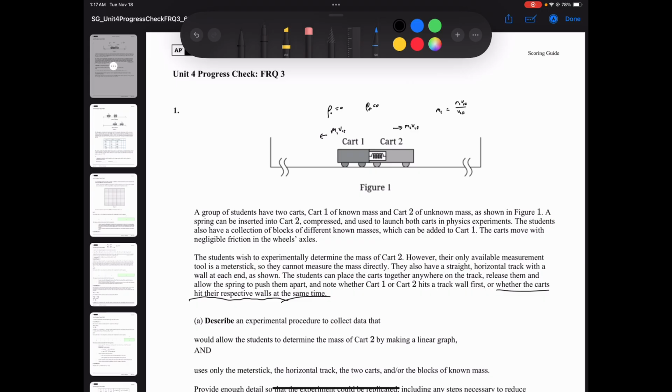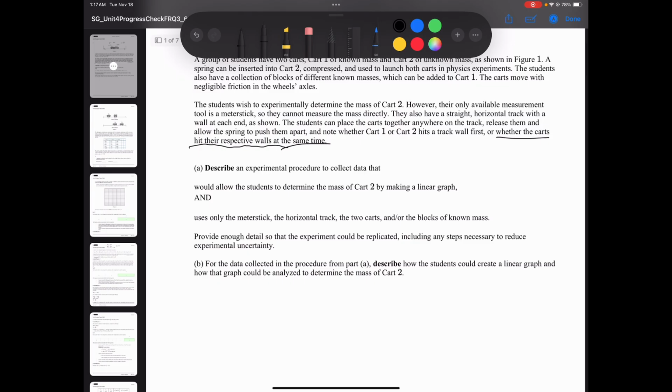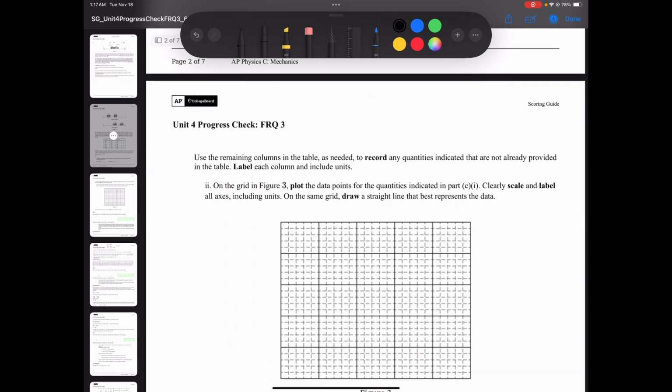To experimentally determine the mass of cart 2. Okay, no, we're cart 1. All right, whatever. So anyways.